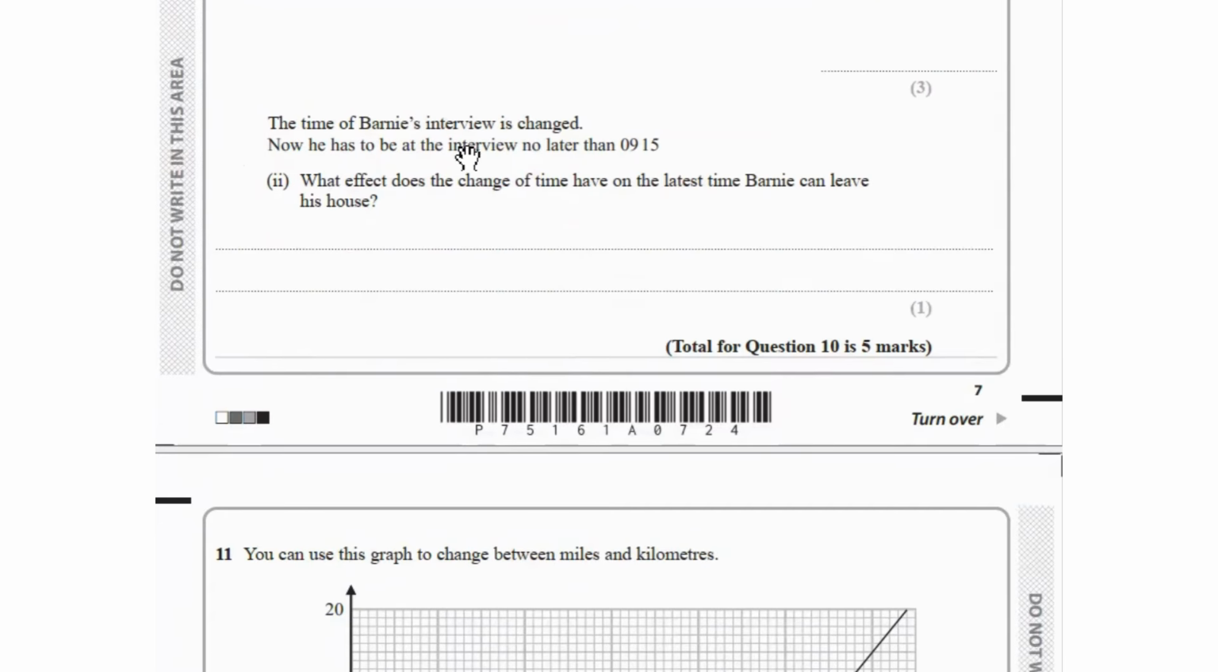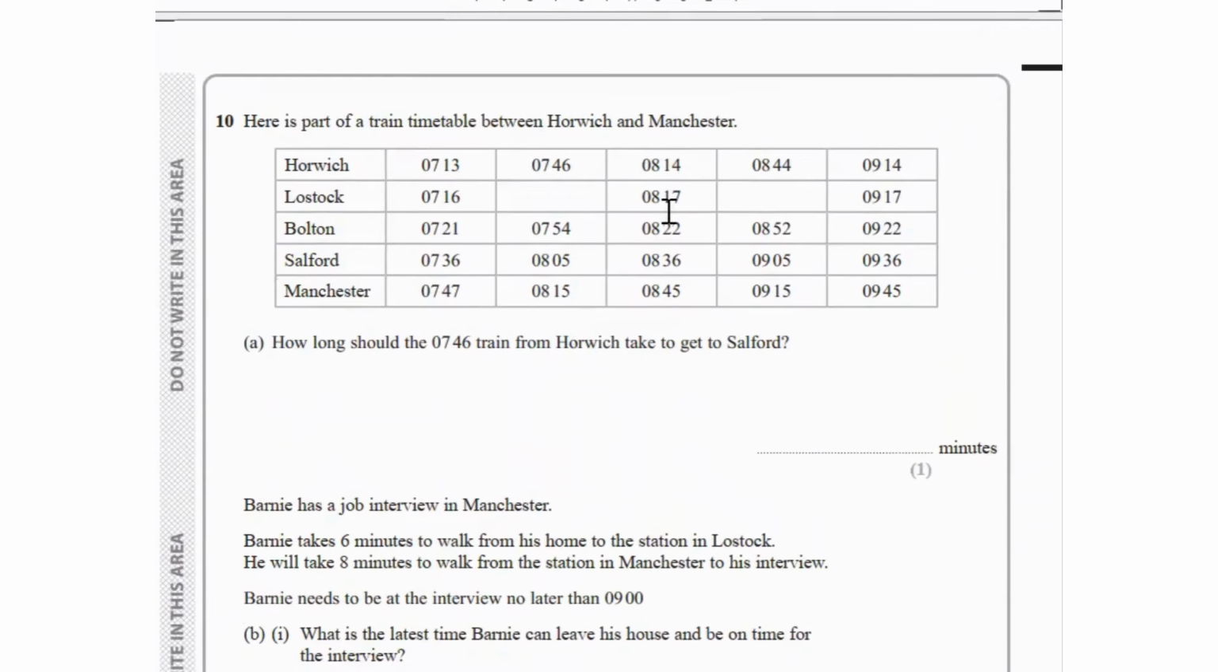The time of Barney's interview changed. Now he has to be at his interview no later than 9:15. What effect does the change of time have on the latest time Barney can leave his house? So if you notice, he has no other option because he only has the 7:16 train or the 8:17 train. The 9:17 train is after the time he has to reach for the interview. His reaching time is now 9:15. So this train is leaving at 9:17, so he can't leave so late.